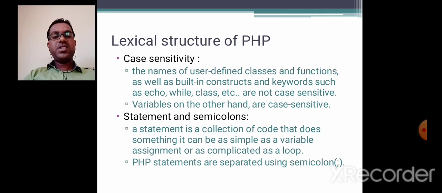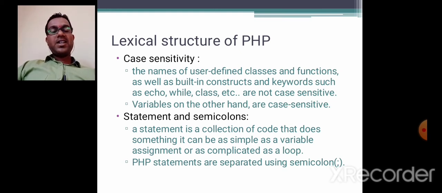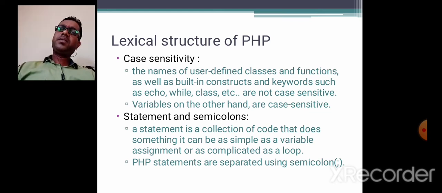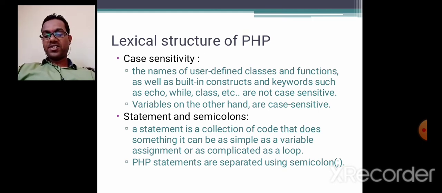So now we have to see the lexical structure of PHP. We know that the lexical structure of a programming language is the set of basic rules that governs how you write the program in that particular language. A PHP program consists of tokens. We know that a token is the smallest unit of a program, such as a number, string, variables, constants, operators, delimiters, and keywords, etc.